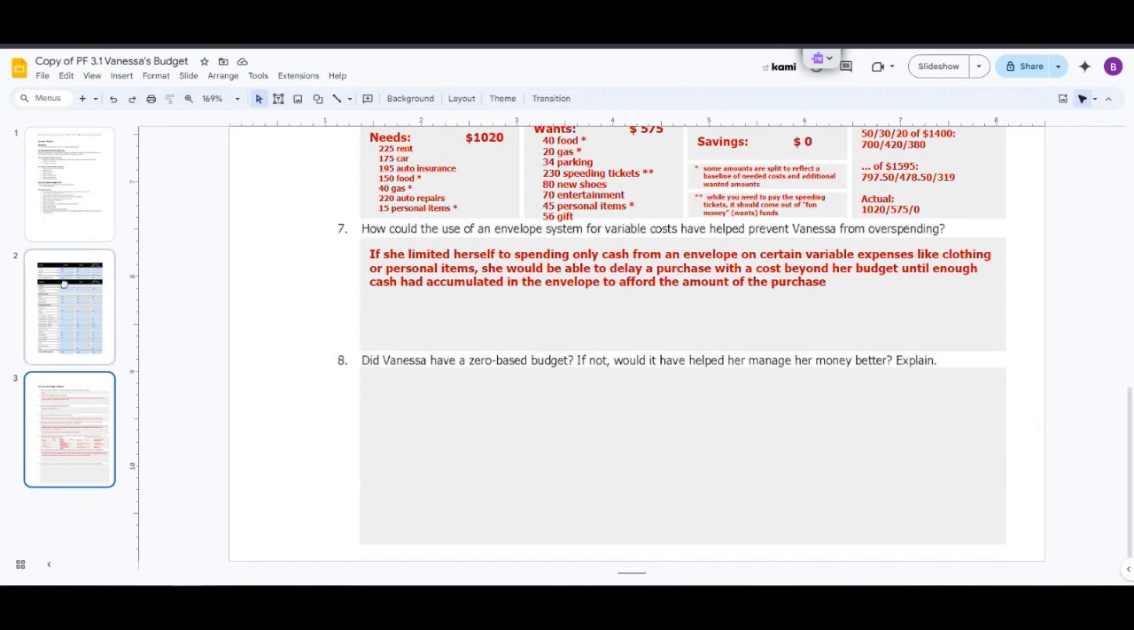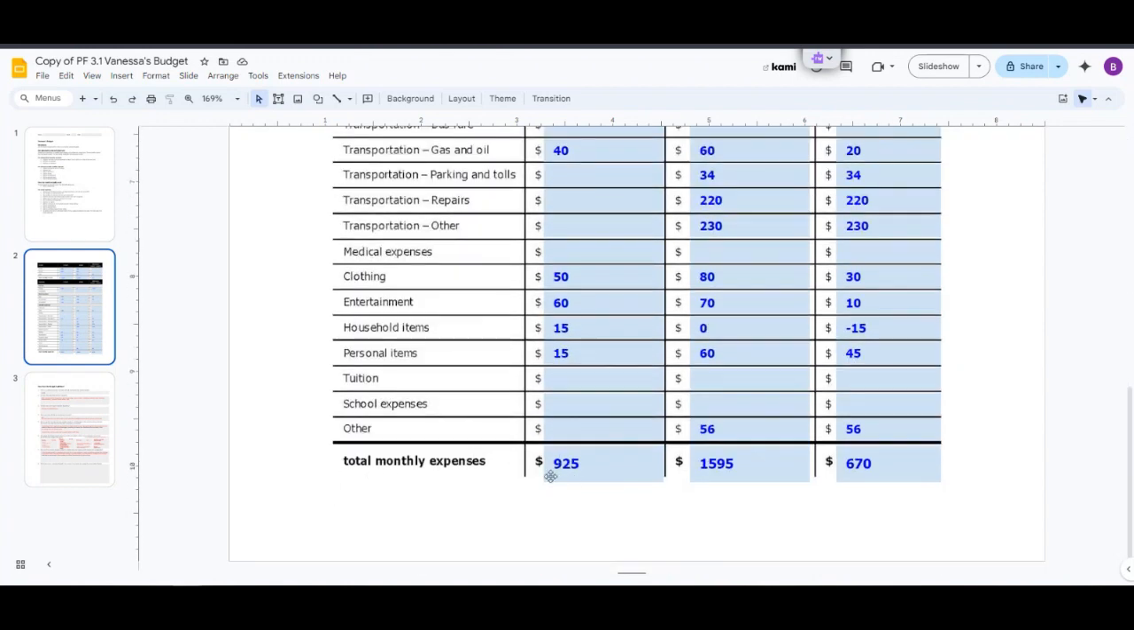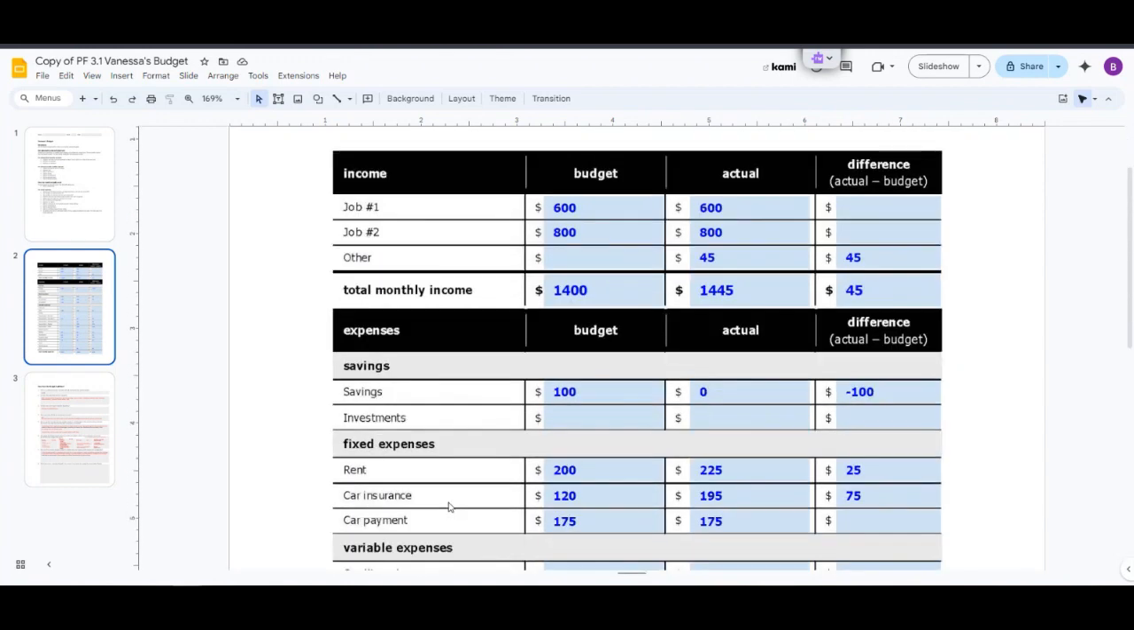Number 8, did she have a zero-based budget? No, she didn't. If we come back up here, a zero-based budget would be a case where every dollar that she planned on earning was given a purpose. She planned on earning $1,400 and she only planned on allocating $925. So she had $475 that wasn't allocated to a category. And when we have that situation, we end up overestimating how much extra we have and underestimating, when we start to spend over in categories, how much we've gone over.